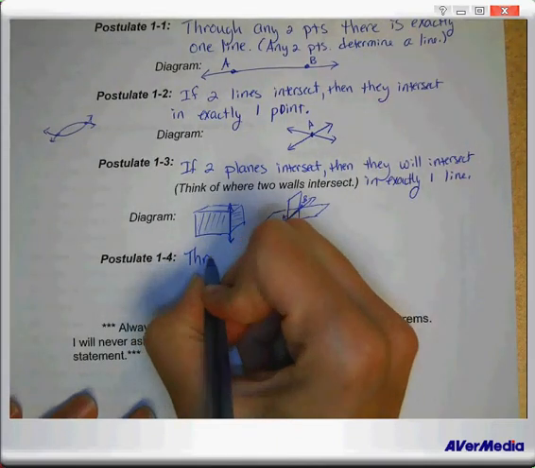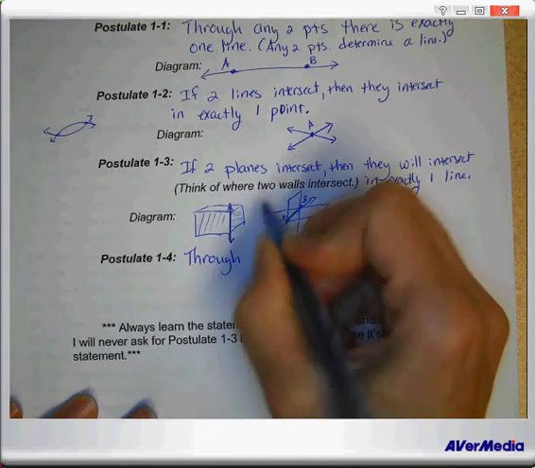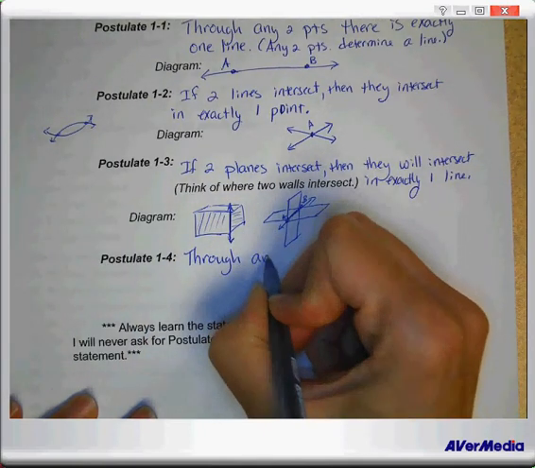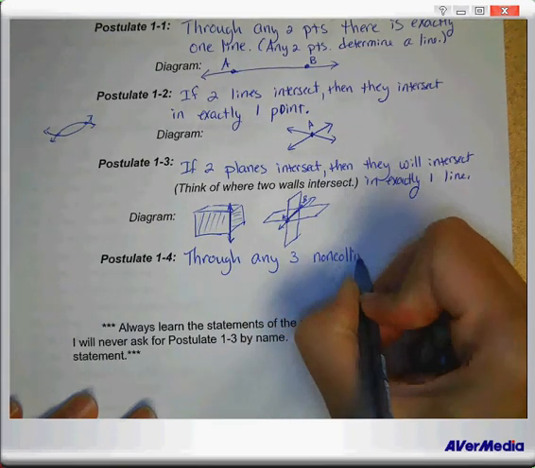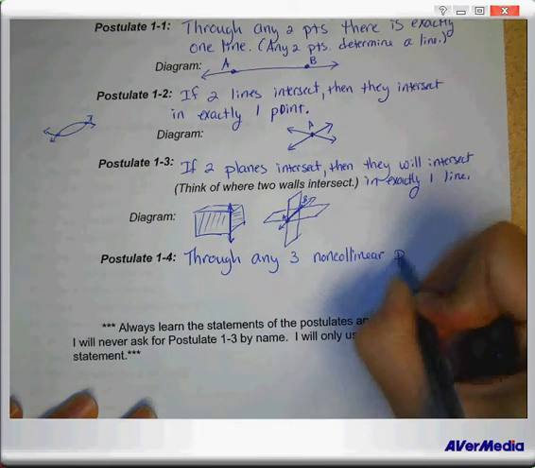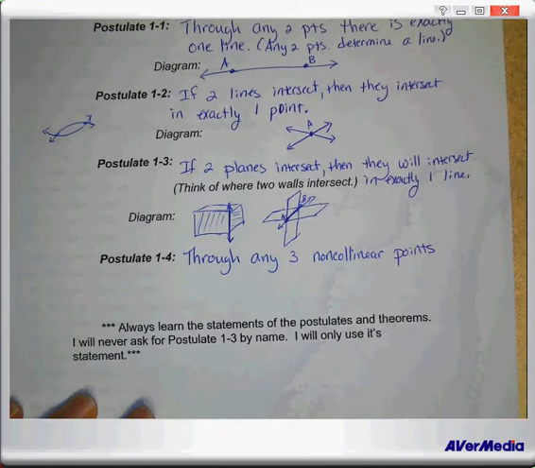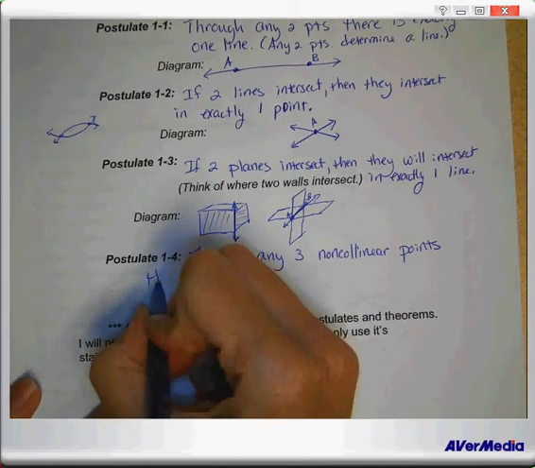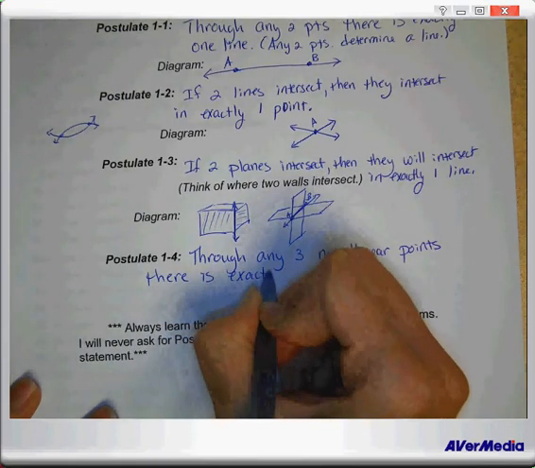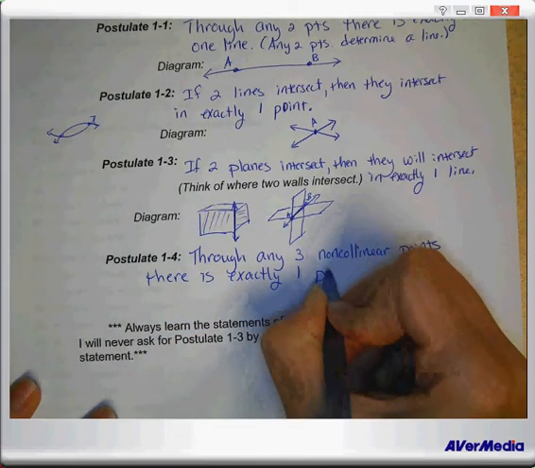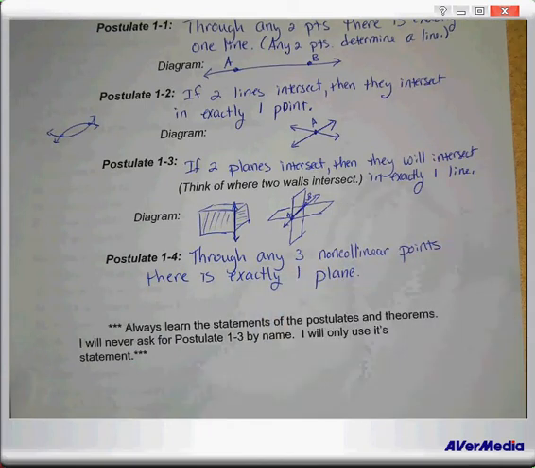Through any three non-collinear points, there is exactly one plane. Basically, this is the triangle idea we use to name planes.